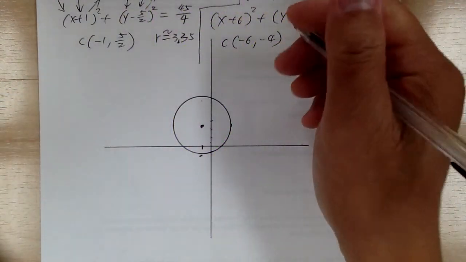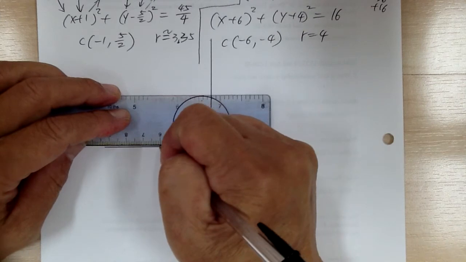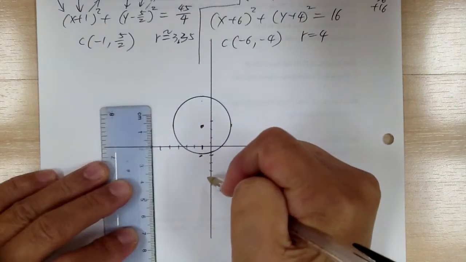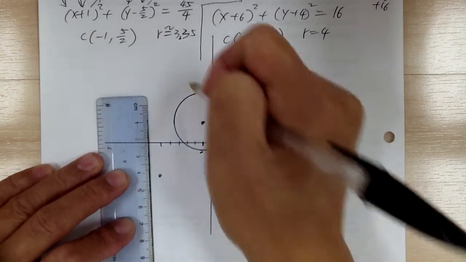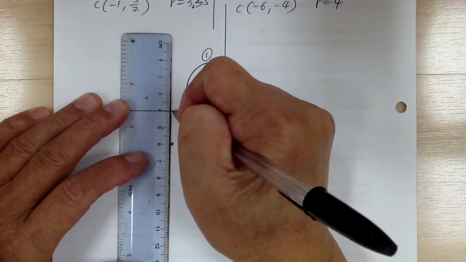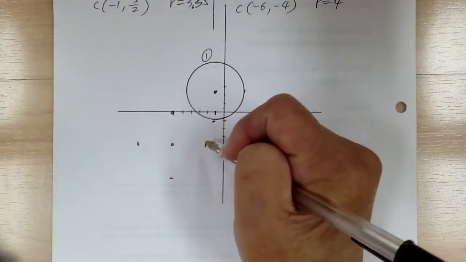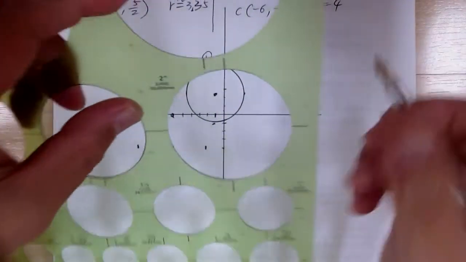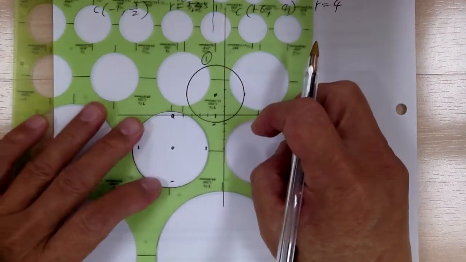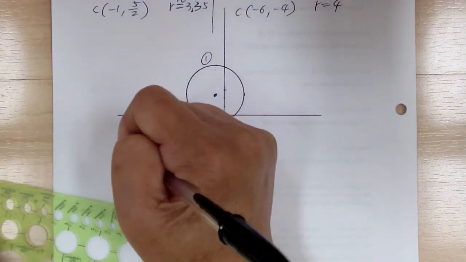Okay. And for this one, center is at negative 6, negative 4. So this is the one. Okay, so and the radius is 4. Okay, so it'll be over here, over here. Okay, find a circle that fits. Yeah, this one is a little bit small, but fits pretty good. Okay, so that's number 2.